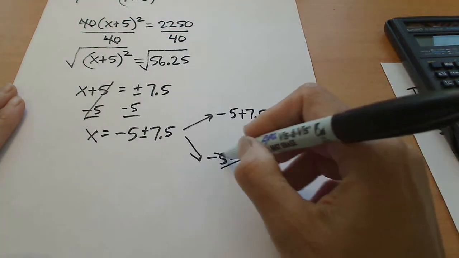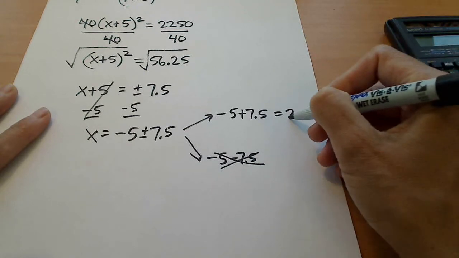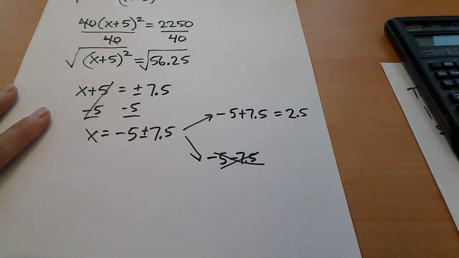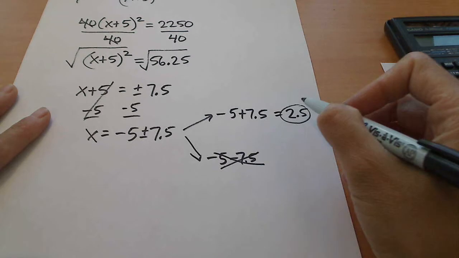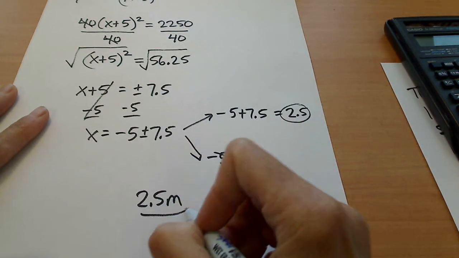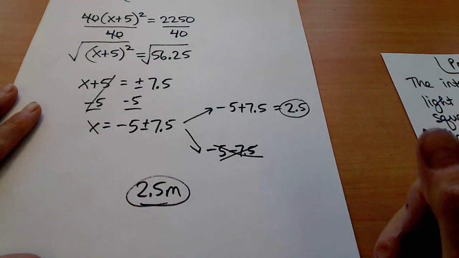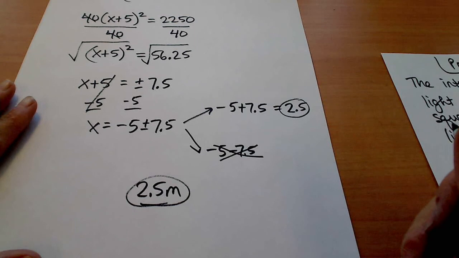Now this one is negative, and that doesn't make any sense because we're talking about distance in this problem. And this one is 2.5. So the answer here would be it's 2.5 meters farther for the situation that they were talking about, the intensity of 40. Okay, and that's it in this problem.